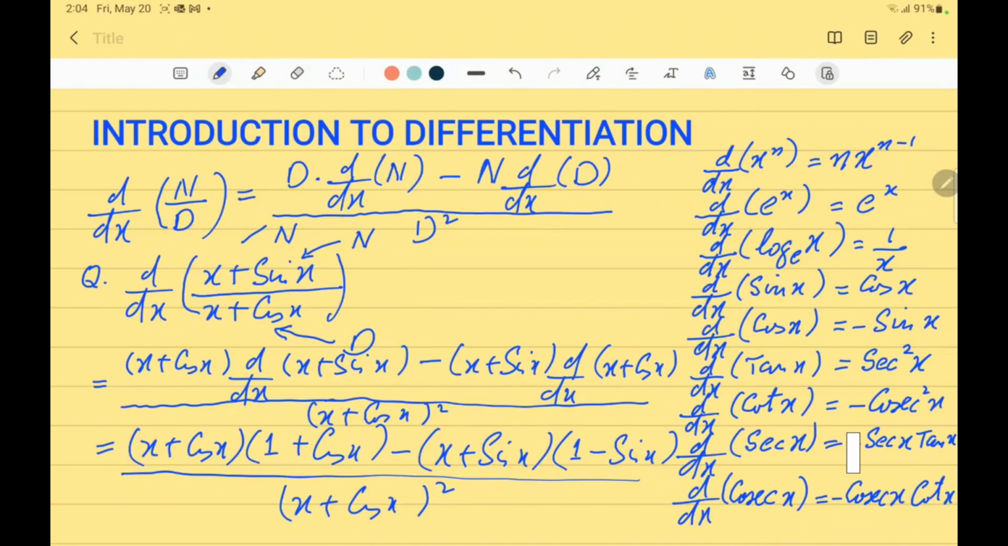So this was our final example. I have introduced almost all the basic rules of differentiation to you, hoping that you will be able to solve many questions that are given in your book.